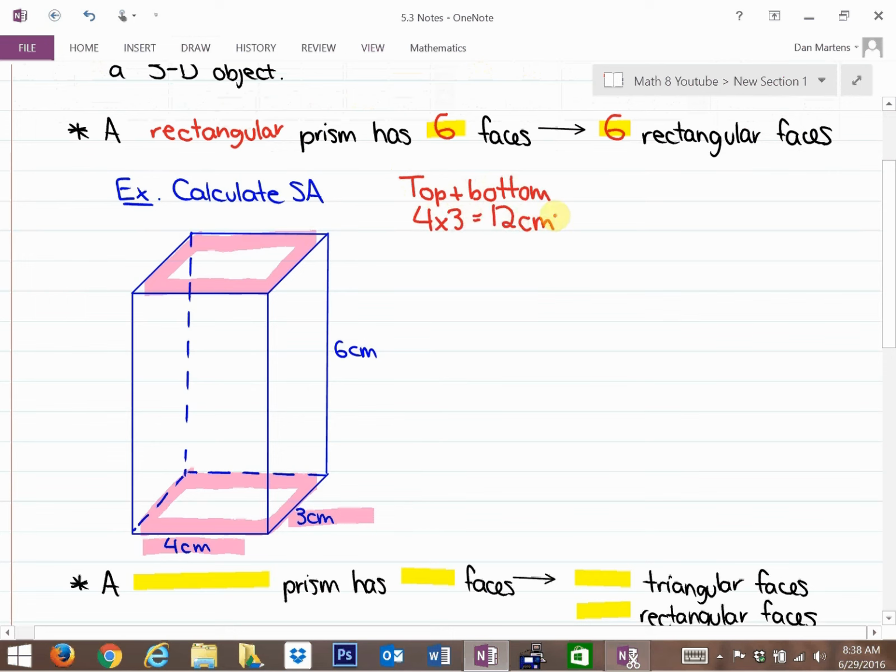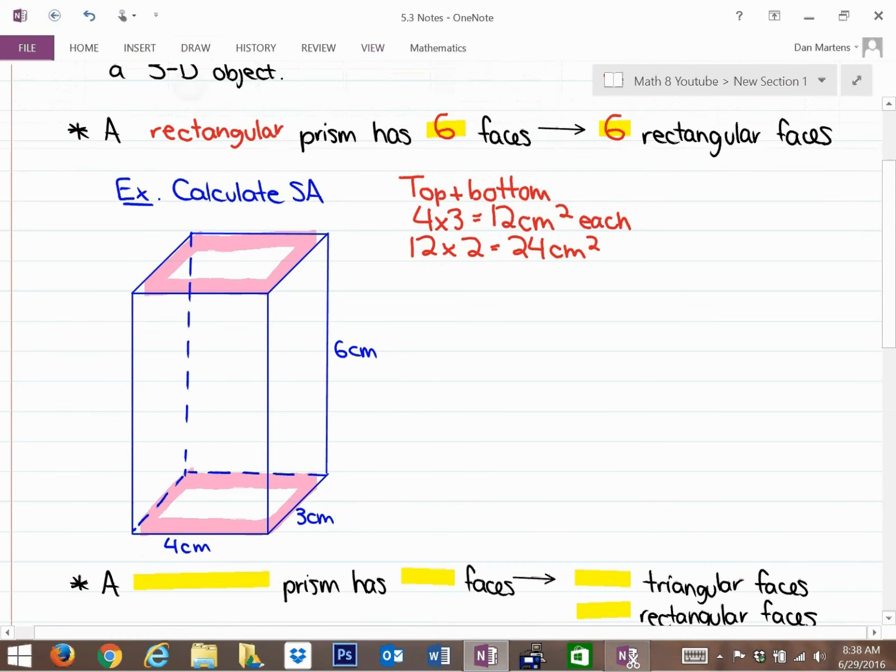And area, again, is units squared. So they are 12 centimeters squared each. If I want the top and the bottom, I multiply by 2, so that's 24 centimeters squared. That's the area of the top and the bottom. So we have now found the area of 2 out of the 6 faces.